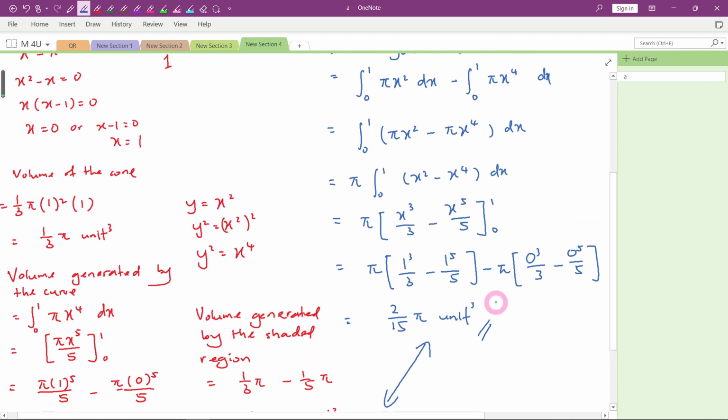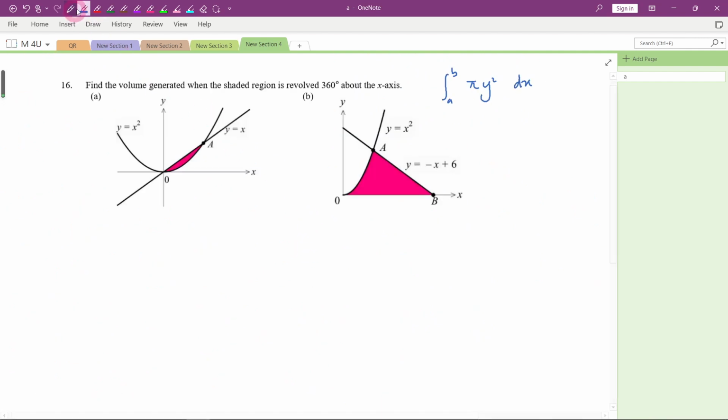Okay, let's try one more question. Let's try part B. So we want to find the volume generated when this shaded region revolves 360 degrees about the x-axis, using the same formula, x-axis, dx. These two numbers come from the x-axis. So I'm going to break it into two parts. First, I find the volume generated by this curve when it's rotated 360 degrees about the x-axis. Second, I find the volume generated by this straight line, this part, which is actually a cone.